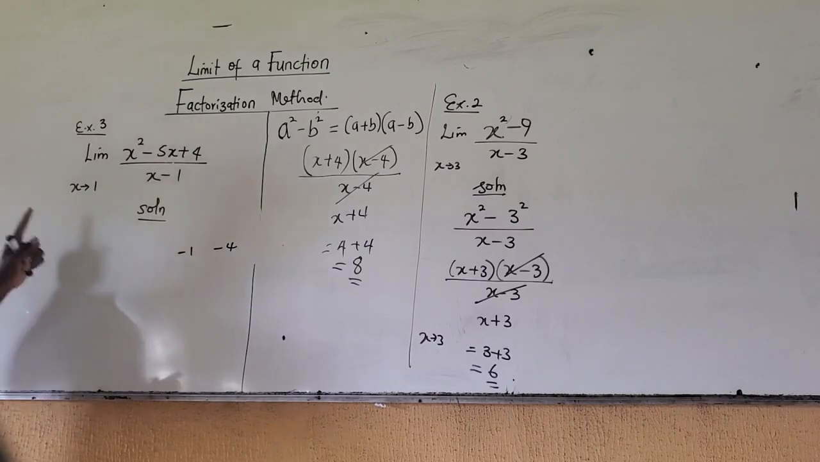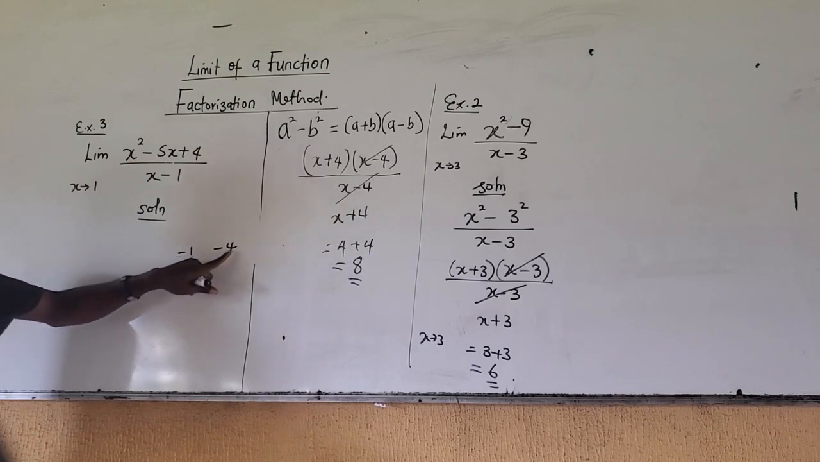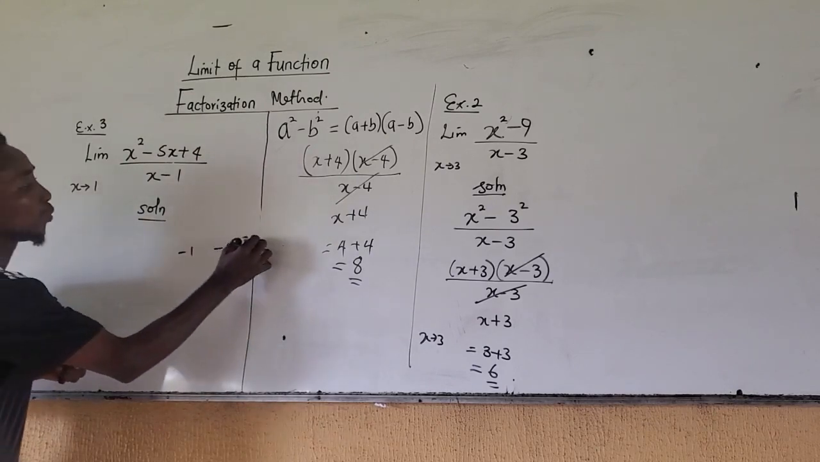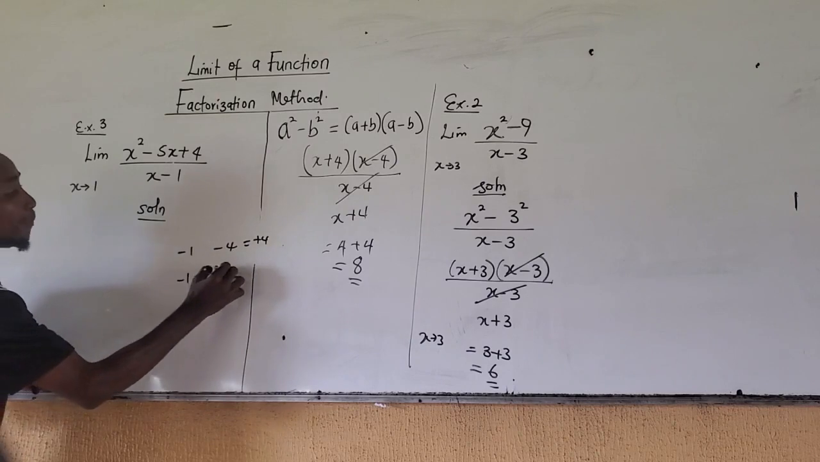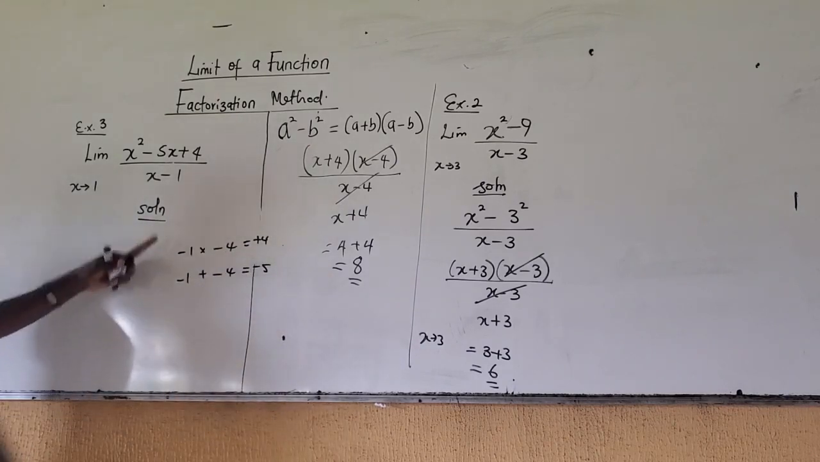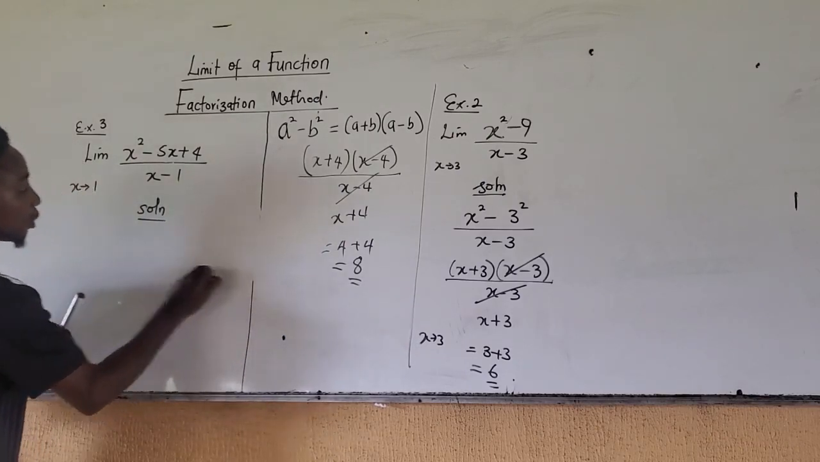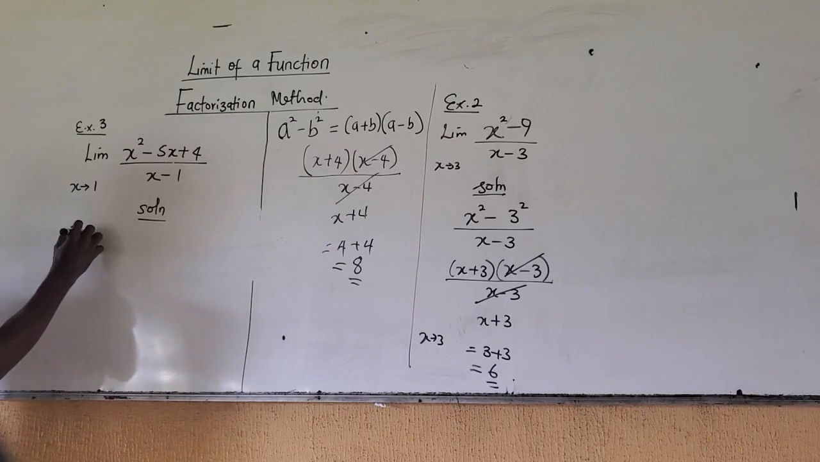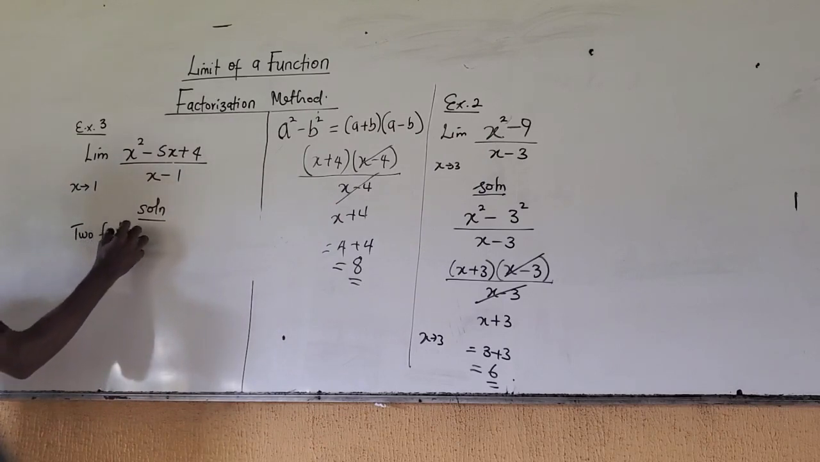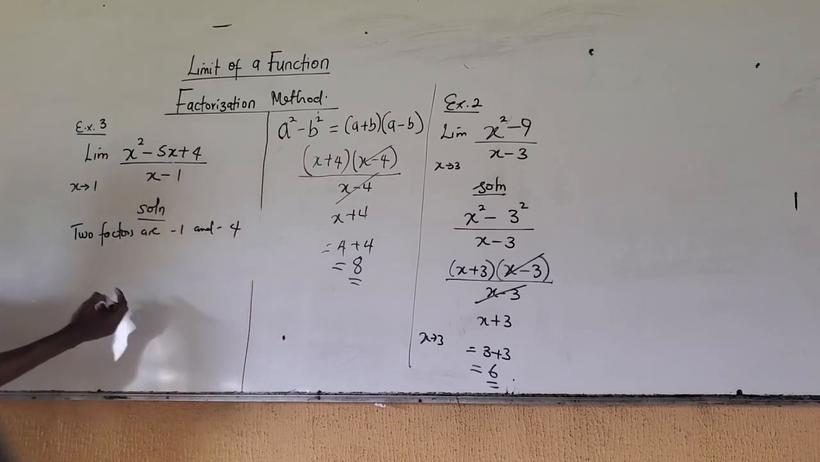Two numbers, when you multiply them, give you plus 4. When you add them, they give you minus 5. So when you multiply minus 1 times minus 4, it will give you plus 4. Then minus 1 plus minus 4 will give you what? Minus 5. So the two factors are minus 1 and minus 4.